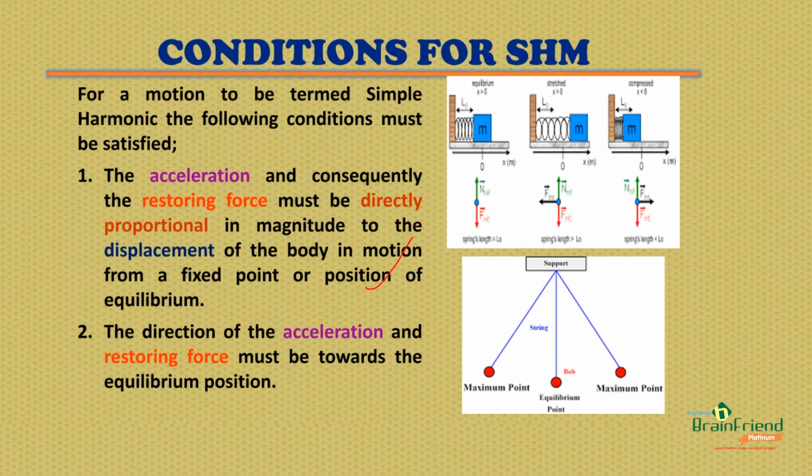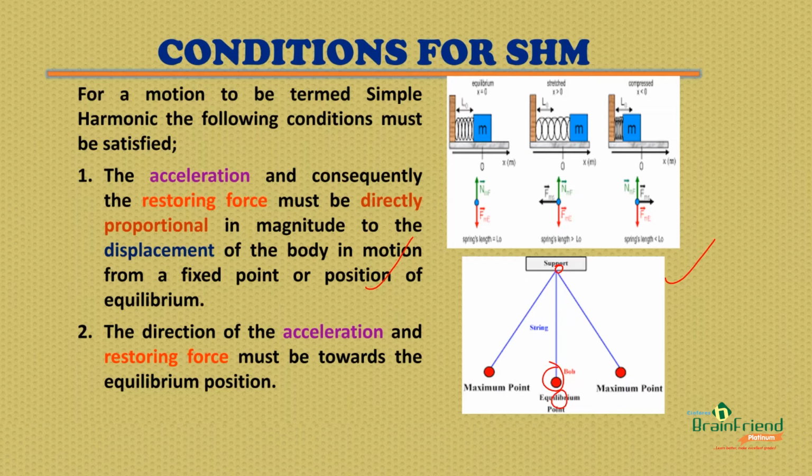Now let's consider the motion of a simple pendulum. A simple pendulum consists of a body of mass called bulb hanging on one end of a string that is fixed on the other end to a rigid support. At this point, the bulb is said to be at its equilibrium point or fixed position. Let's call it point O.